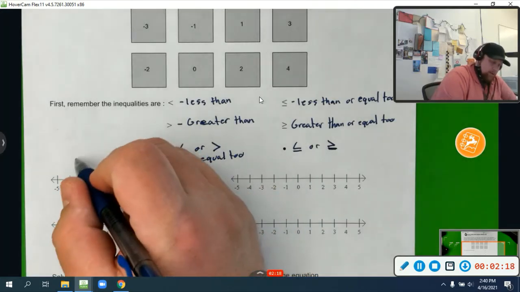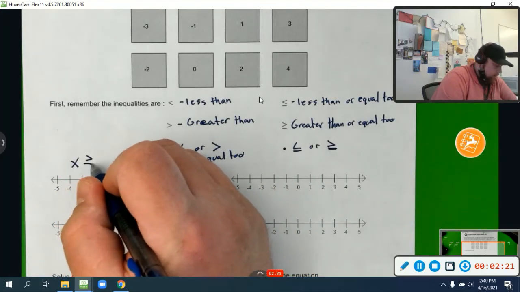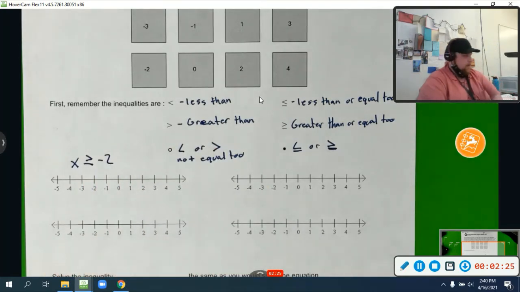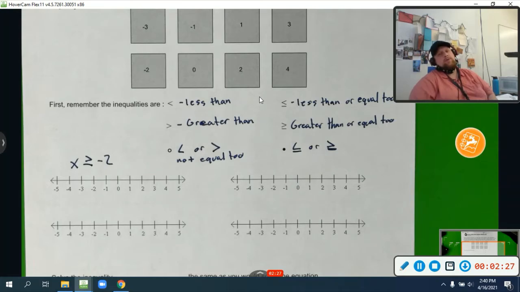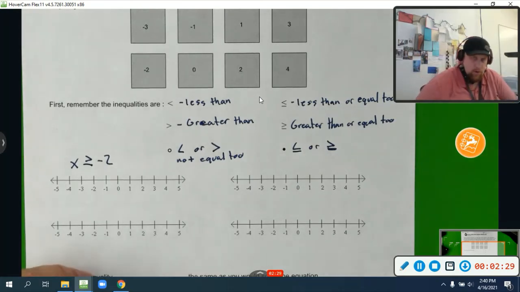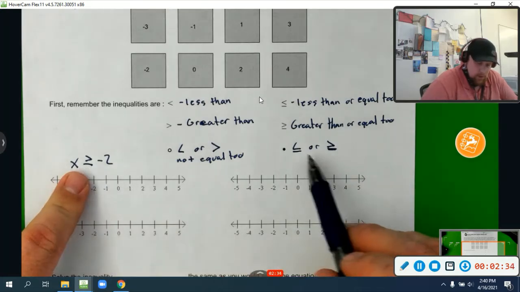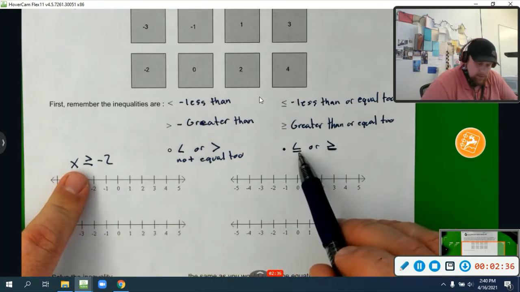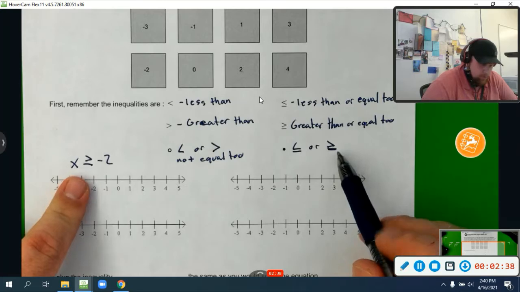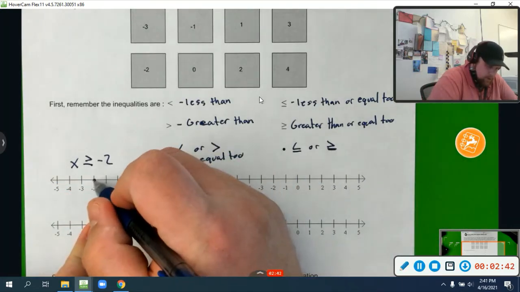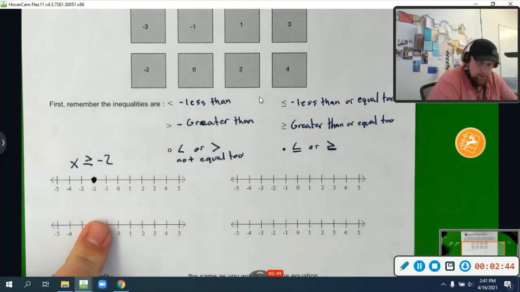What if I wrote down x is greater than or equal to -2? Well then, first of all, this tells us which dot we're going to use. We're going to use the solid dot, because remember it's the less than or equal to or the greater than or equal to. Okay, and where are we going to use it? We're going to use it at -2. So at -2, I'm going to put a solid dot. Boom.